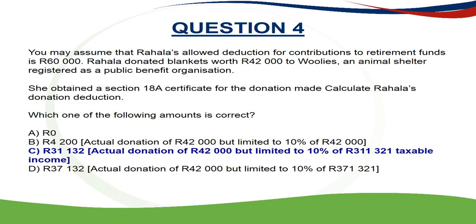Alright, let's look at the solution. I just want to make it clear that a Section 18A certificate was provided, and therefore the amount deductible would be dependent on the limitation of 10% of taxable income. Therefore, we have to proceed to calculate her taxable income before the donation is deducted, in that specific sequence. Let's look at the solution now.